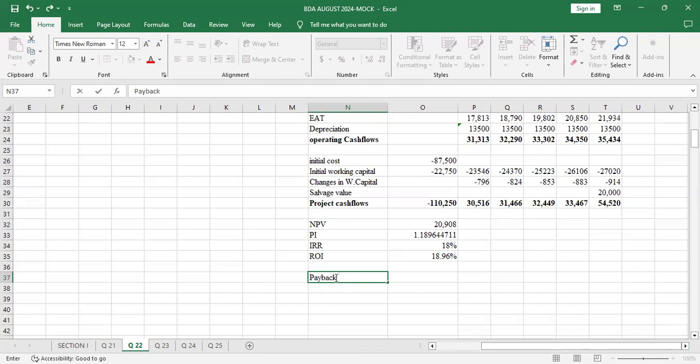So the payback period. First, you can't do payback period without having the cumulative cash flow. So we'll introduce something we call cumulative cash flows here.